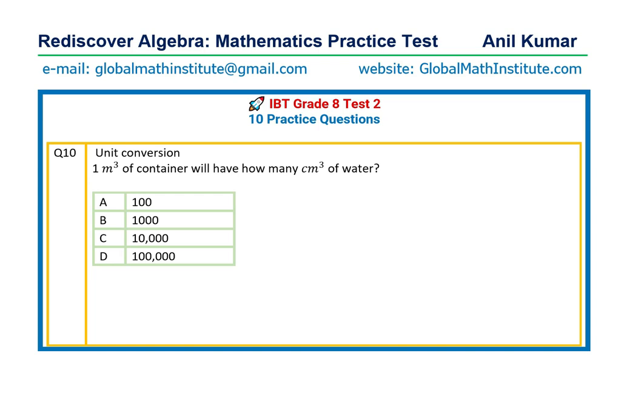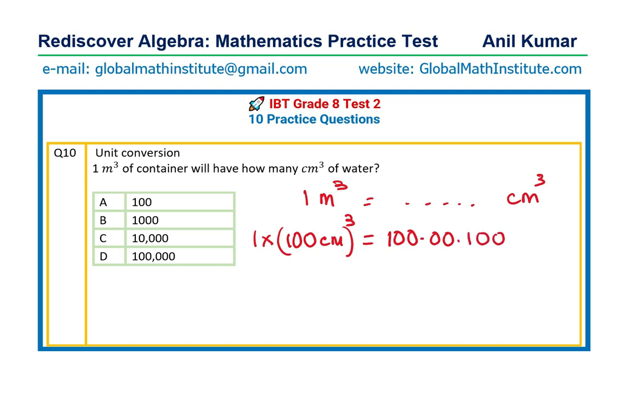I've seen most students making a huge mistake in this. We want to convert 1 meter cube into centimeter cube. So what is 1 meter? 1 meter is 100 centimeters. So 1 meter cube is 100 centimeter cube. Now when you cube 100, it is 100 times 100 times 100. Do you see how many zeros are there? 1, 2, 3, 4, 5, 6. It is 1 million, so it is 10 to the power of 6 centimeter cube.